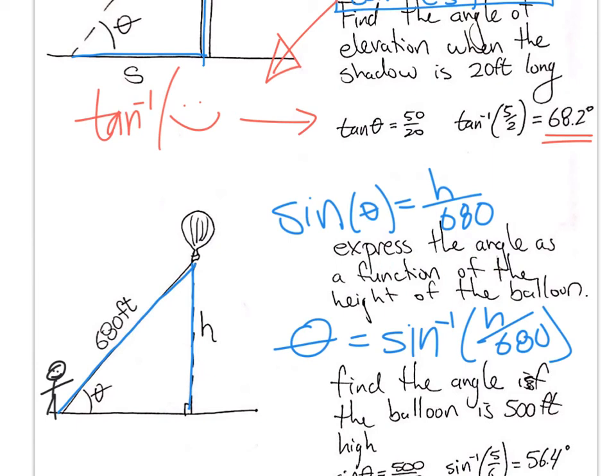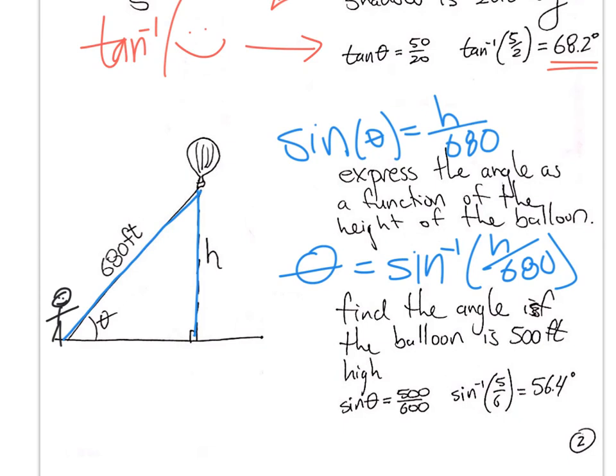So that's what this is asking us to do. Express, meaning come up with the expression or equation, angle as a function of h, so this would be the variable that we plug into to solve for theta. And down here, we're about to do that. Find the angle of elevation if the balloon is 500 feet high. So if this is 500 feet, rope 600 feet, what is theta? So sine of our angle would be opposite over hypotenuse, and inverse sine of, and I reduced the 500 over 600 to a 5 over 6, and we got 56.4 degrees.